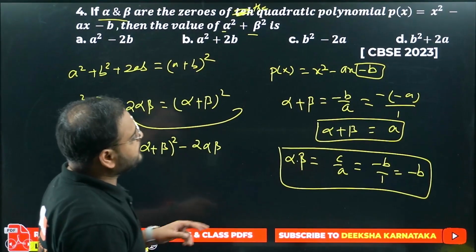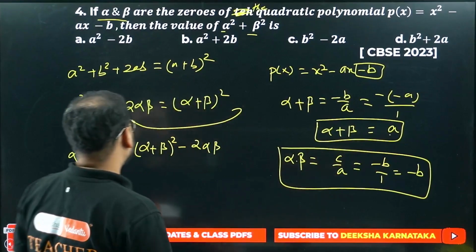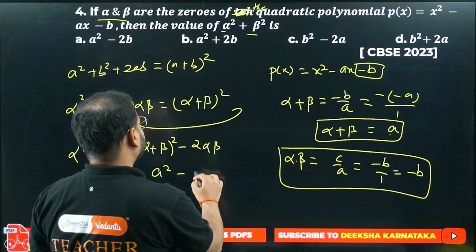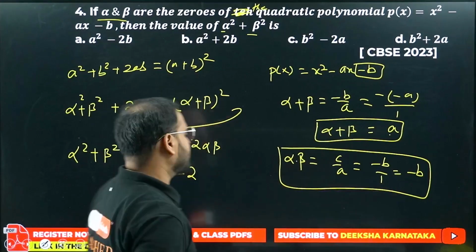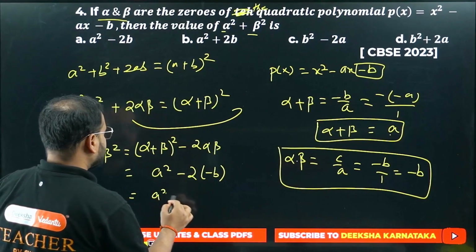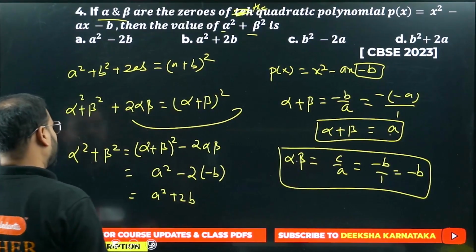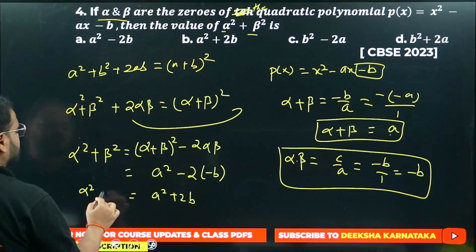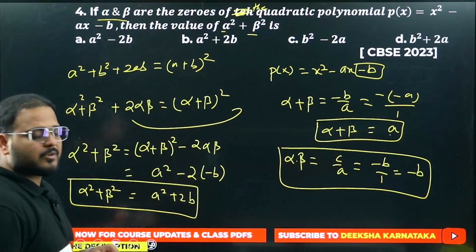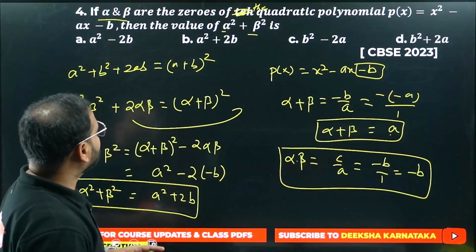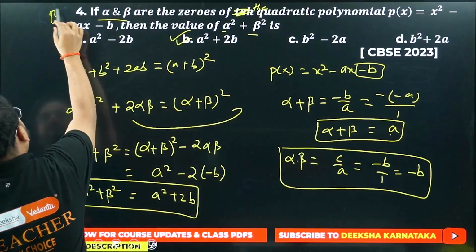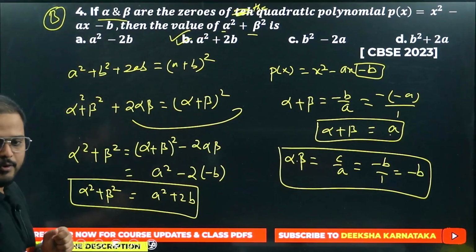Correct? What is alpha plus beta? A. Please write it here. A square minus 2 times of what? Minus b. So please write here minus b. How much is that? Simply a square plus 2b. What is that? This condition, sir. Alpha square plus beta square equals a square plus 2b. Option number B. Option number B. So I hope this is visible. Please have a look. Yes.